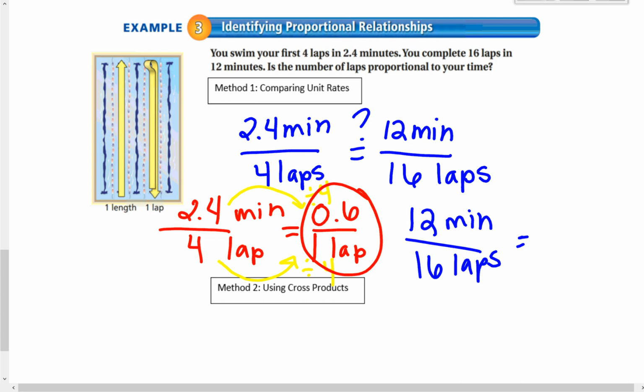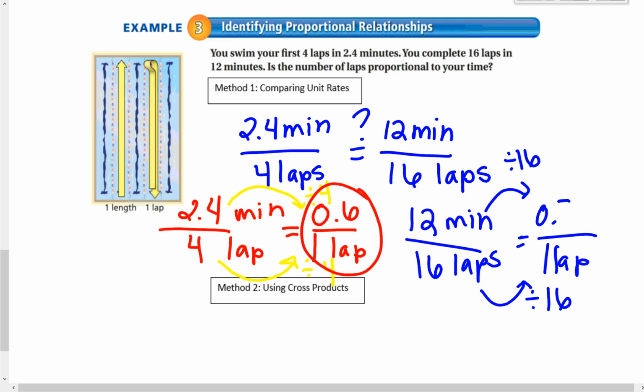Again, I want to get it down to 1 lap. So I'm dividing, because I'm getting smaller. 16 divided by what is 1? Well, 16 divided by 16. So I'm going to take 12, do the same thing on the top, 12 divided by 16, and I get 0.75. So 0.75 minutes per 1 lap and 0.6 minutes per 1 lap.